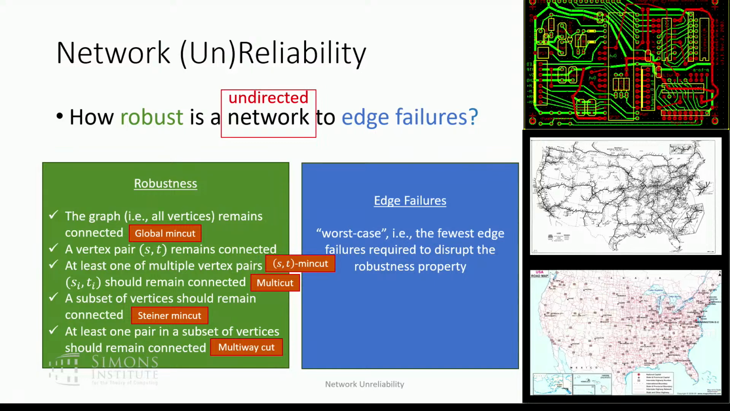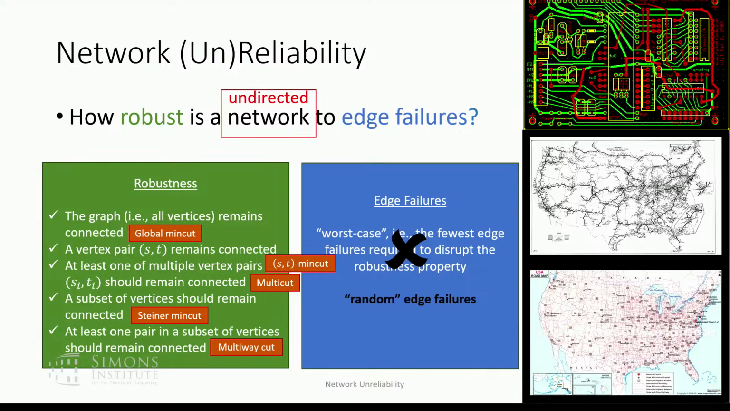What's the minimum number of failures of edges, chosen in a worst-case way, that will disrupt my property? That's what I want to figure out. That's what's been studied a lot over the last 50 years. What I want to talk about today is a little different in terms of the failure model. And the difference is this.